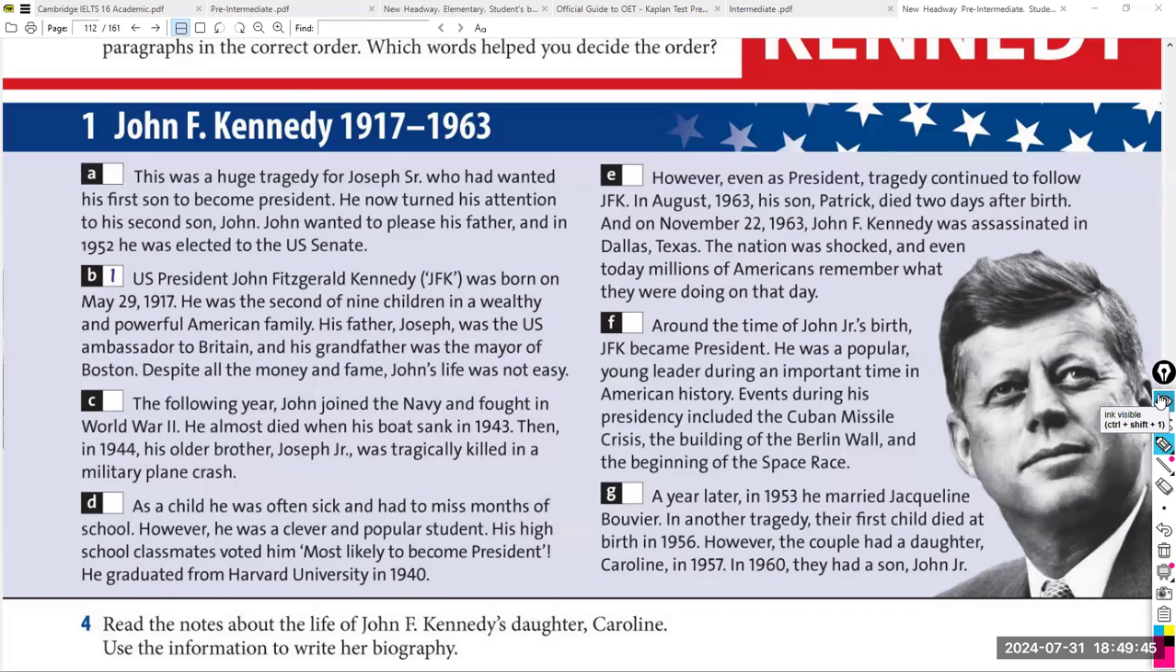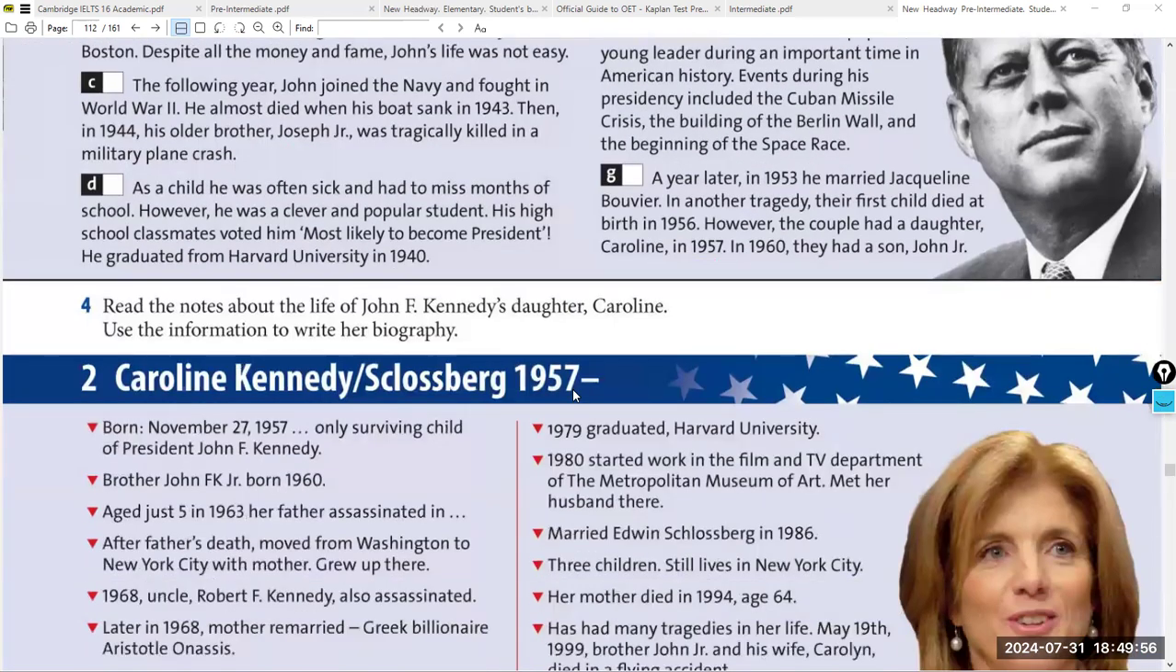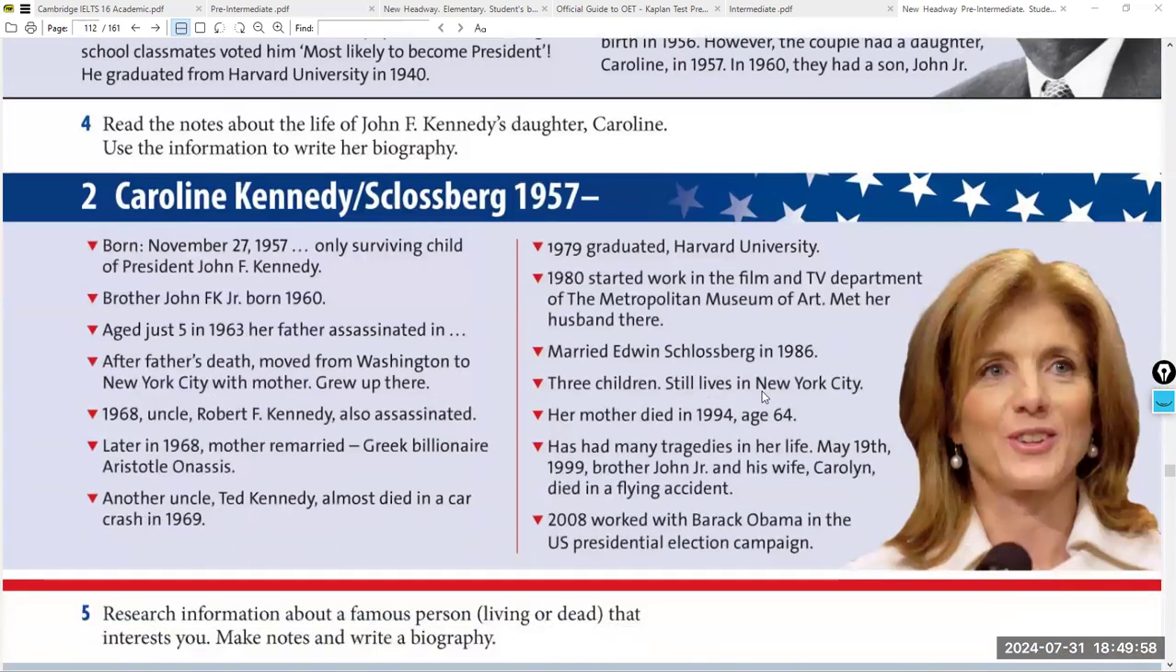Now, after finishing arranging these paragraphs, please take a clear picture about the arrangement of the paragraphs and send the images to Alamuddin because he is going to send the pictures to me back. After that, just to be able to learn how to write a biography, we have this page, which is another homework. Now, this homework is about the life of John F. Kennedy's daughter, who is Carolyn. Now, let's use the information that we have here to write a biography. Now, this is the information that I have.